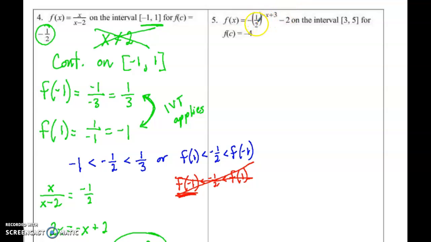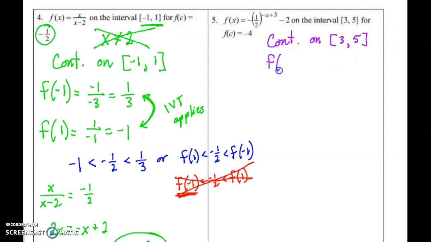Here's another problem that's an exponential. So exponentials are continuous everywhere, so nothing to check. I guess I should say continuous on all reals. So it's just safer if you just give them the words that they give you. So continuous on the closed interval.